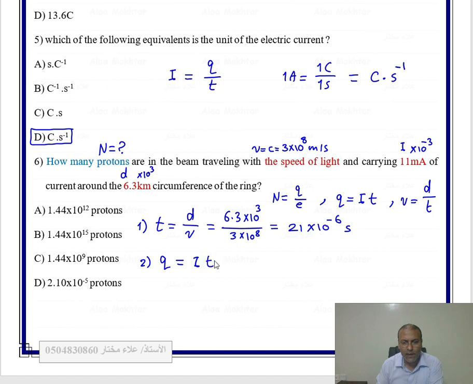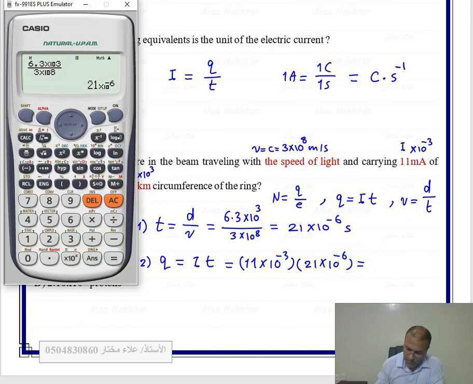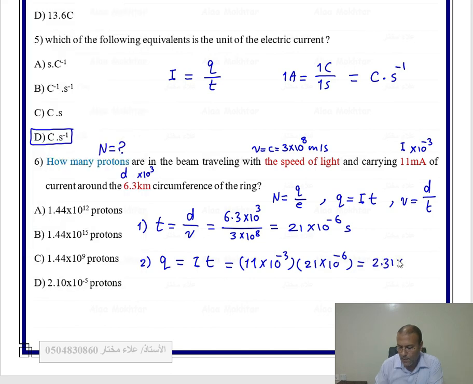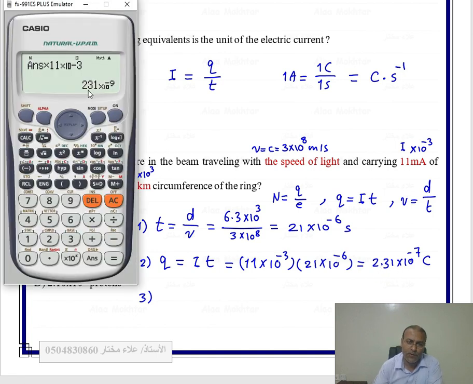Charge is equal to I times T. We have I, 11 milliampere, 11 multiplied by 10 to negative 3, times time in calculator, 21 multiplied by 10 to negative 6. The answer is 2.31 times 10 to negative 7 coulomb. The third step, I write it in scientific notation. Okay, 2.31 times 10 to negative 7 is the same number as 231 times 10 to negative 9.